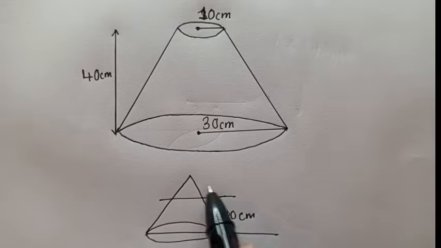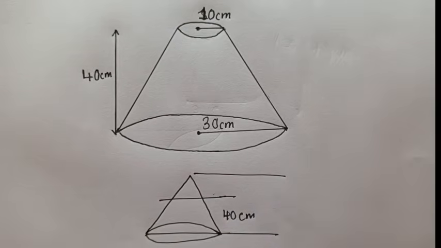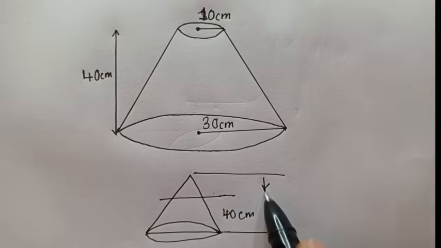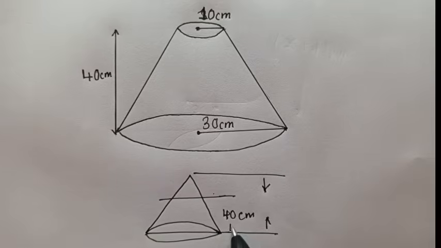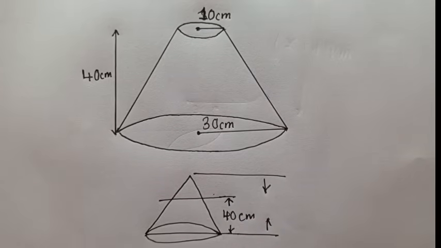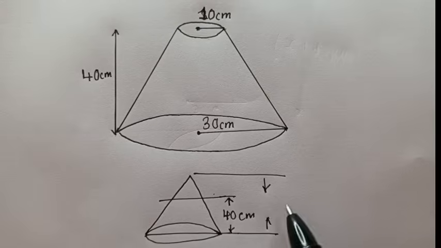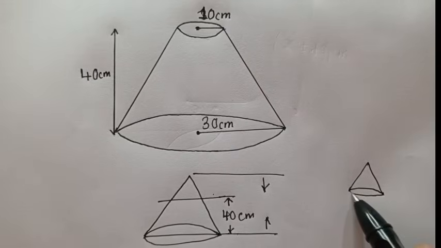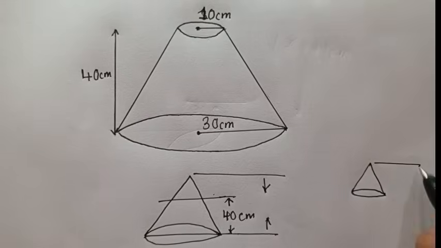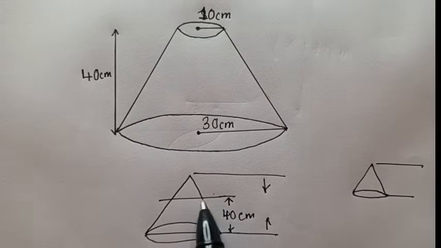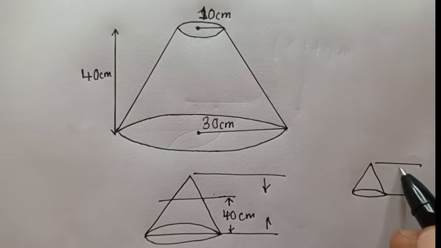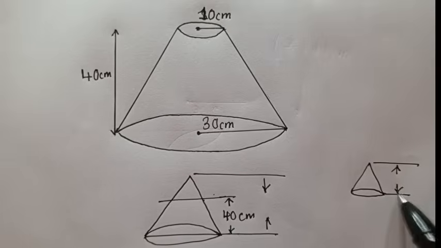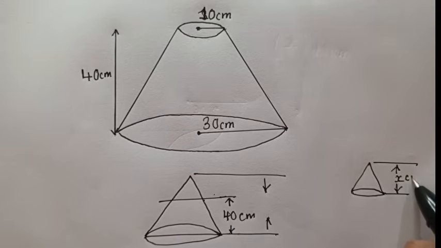From here to this point up here, we don't know. We only know from the base to where it was cut. So what we're going to do next is to assume the part which was cut, this one right here, is a small cone. The height of what has been cut, we don't know, so we shall just say it's x centimeters.